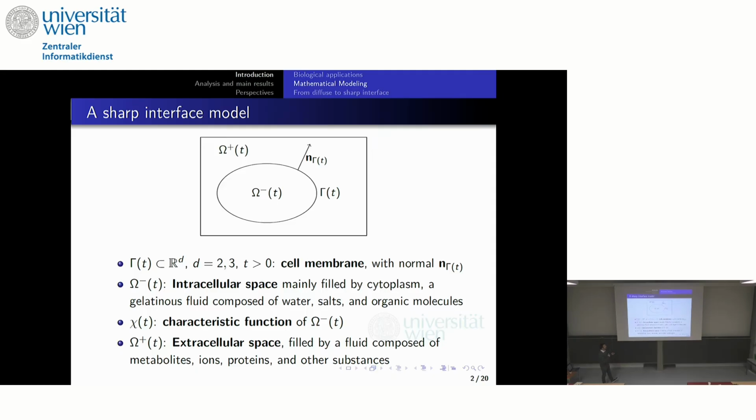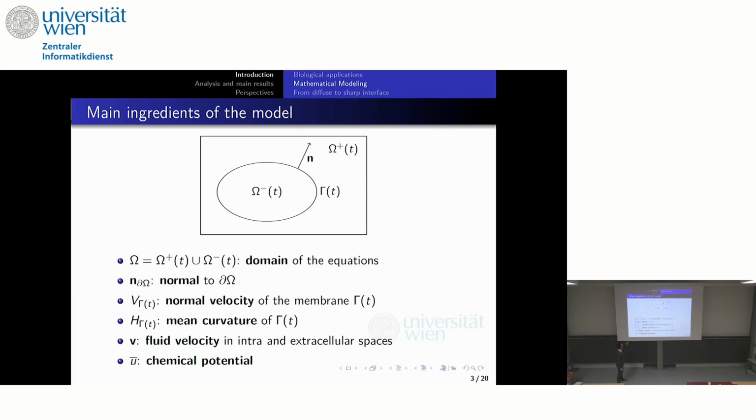As Helmut presented some days ago, we consider two fluids, one inside our cell. You have to imagine that omega minus is the internal part, the cytoplasm, the cell. And outside you have omega plus, the extracellular part. Of course, we have the usual characters we have seen many times. We have chi of t, the characteristic function of omega minus. And then the other quantities, such as the normals, of which we have two.